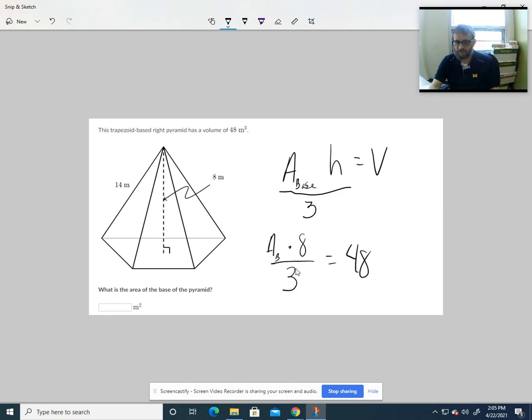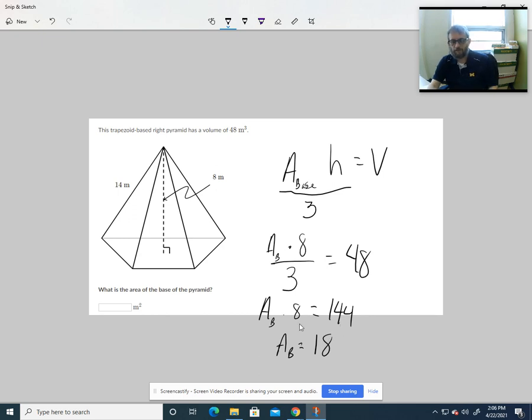Now we're going to solve this. So the first thing is to get rid of this 3. We're going to multiply both sides by 3. So you're going to get area of the base times 8 equals 48 times 3, which is 144. And now you're just going to divide by 8. And 8 goes in there, what is that, 18 times?